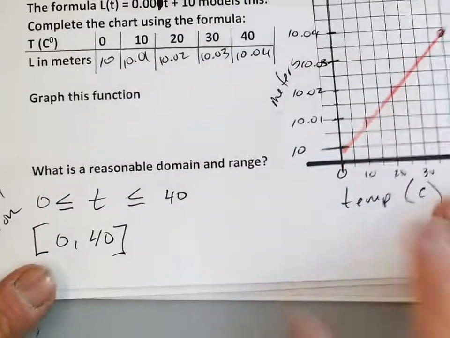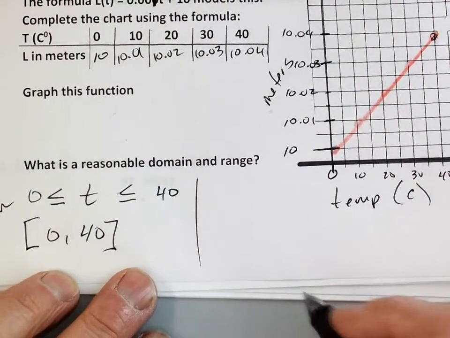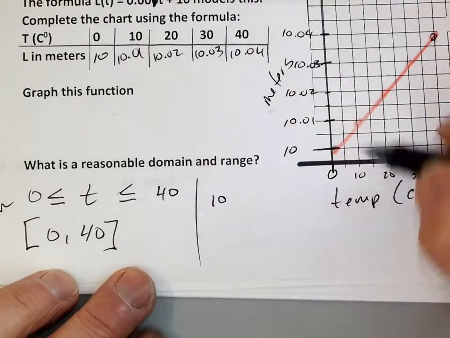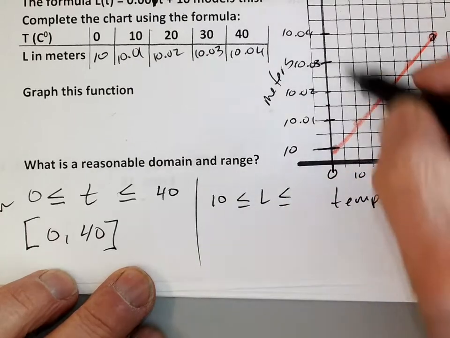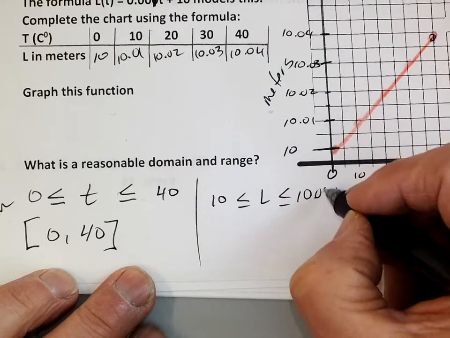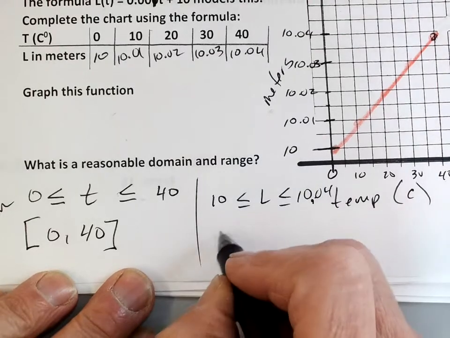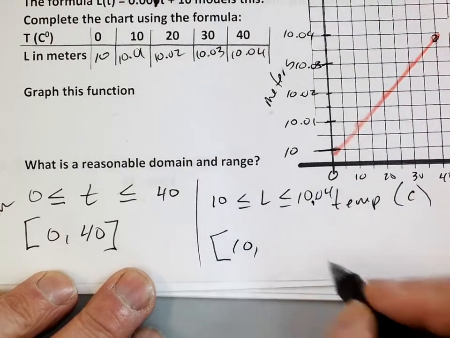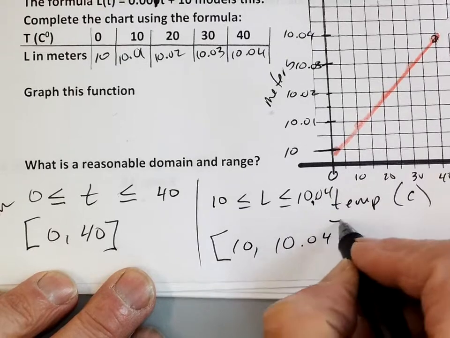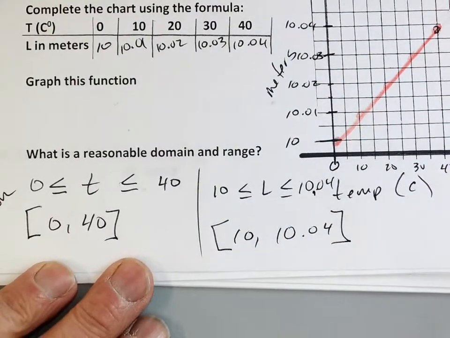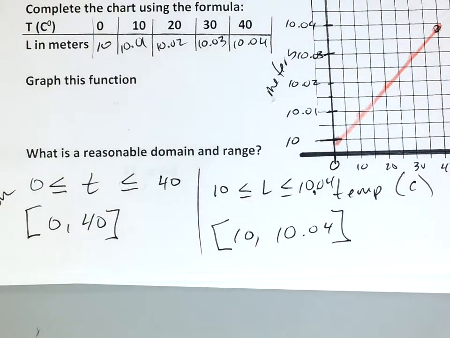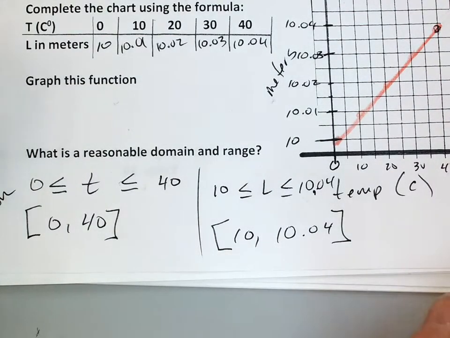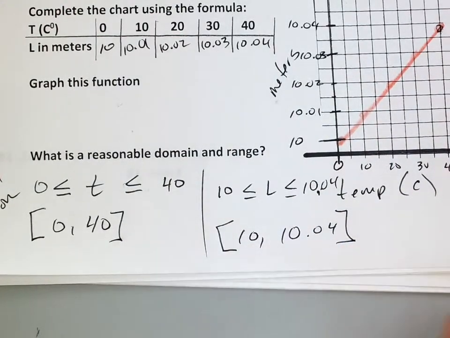Okay, and then the range, we'll do the same thing on the range. The range could be from 10, because the range is the y's, less than or equal to the length, which is less than or equal to 10.04. But in interval notation, I would just go 10, comma, 10.04, and that's it, okay? How am I doing? I like interval. You guys are going to really, interval notation is better. It's easier to write. Okay, turn the page.